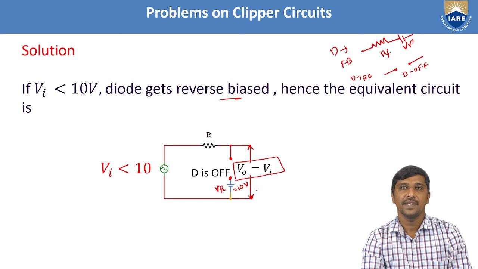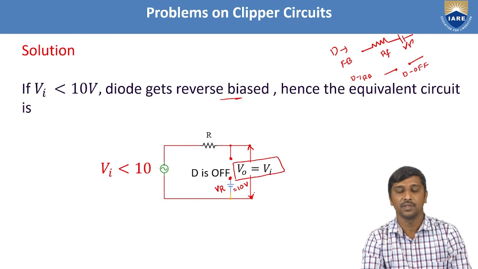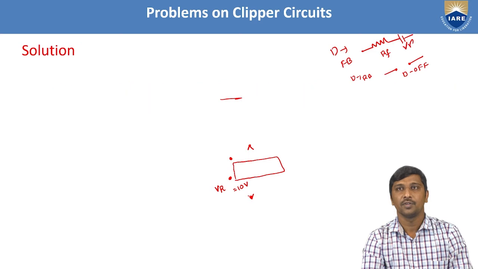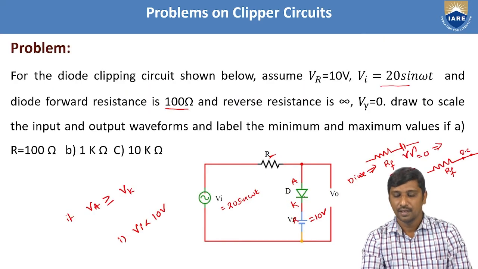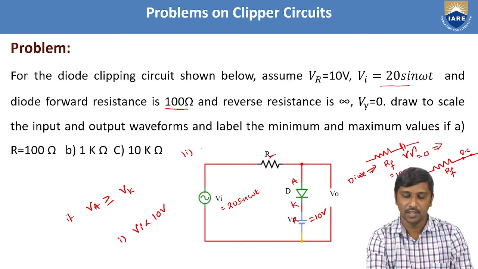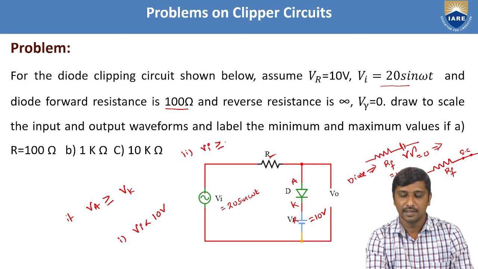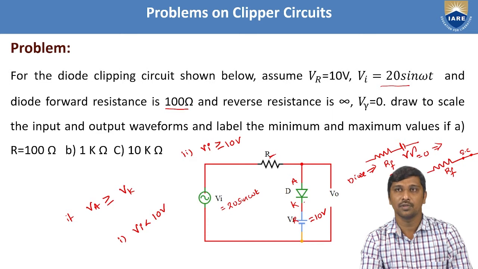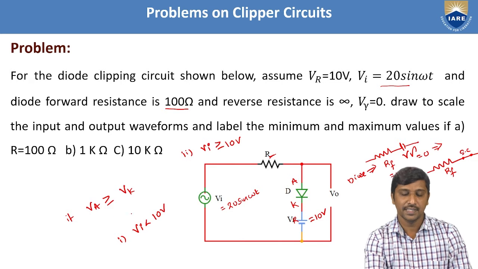Now we'll see what happens if the applied input voltage is greater than or equal to 10 volts. Based on this given circuit, the second condition we are taking is that the applied input voltage is greater than or equal to 10 volts. This means the larger voltage is passing through the anode of the diode with respect to the cathode. Hence, at this point, it satisfies this condition.